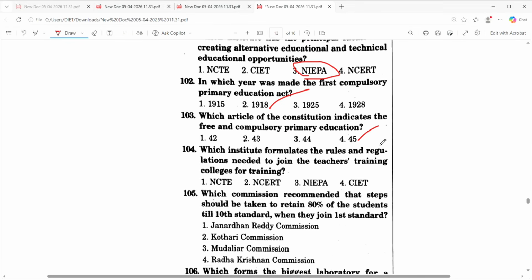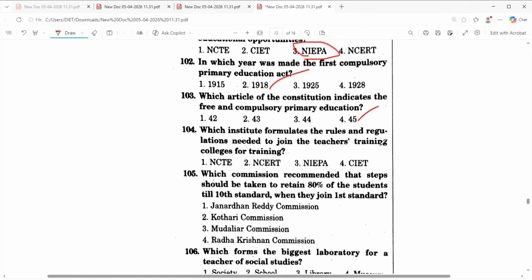Which institute formulates the rules and regulations needed to join teacher training colleges? The answer is the one I already told, the National Council for Teacher Education, a pioneer in guiding the teachers. Which commission recommended that steps should be taken to retain 80% of students when they join first standard? So the answer happens to be the Kothari Commission.